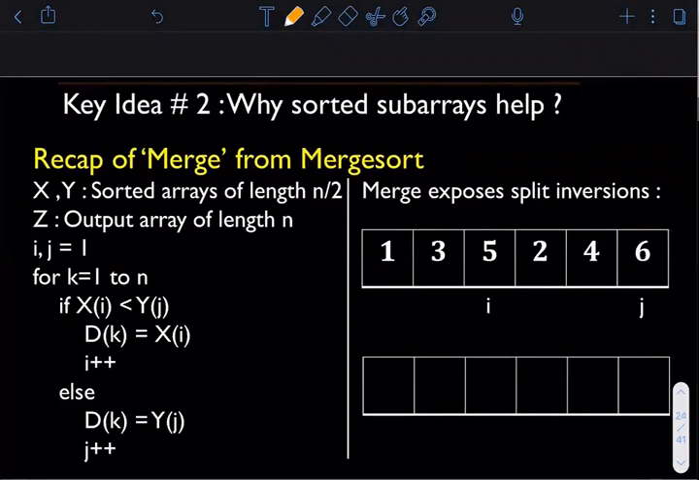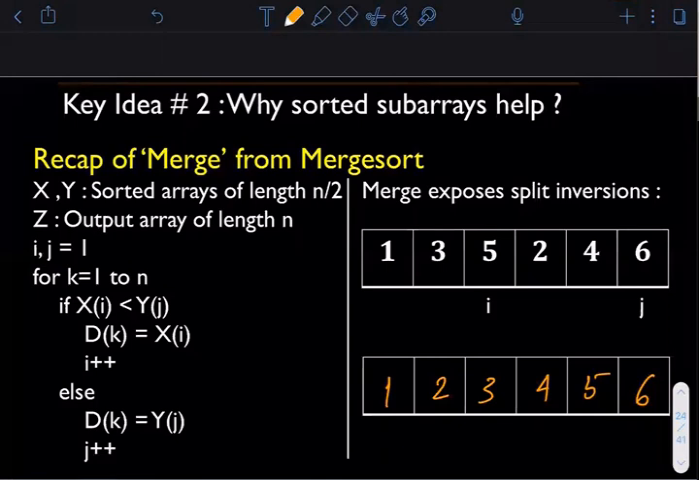Then I just keep doing this, and let me finish this one, because clearly there is not going to be any more split inversion. So the merge procedure just ends. Any questions so far? All we are saying is that this merge procedure that we have learned as part of our merge sort algorithm also exposes split inversions, given that you have the two subarrays x and y in sorted order. This is very important, otherwise we could not have made this claim.